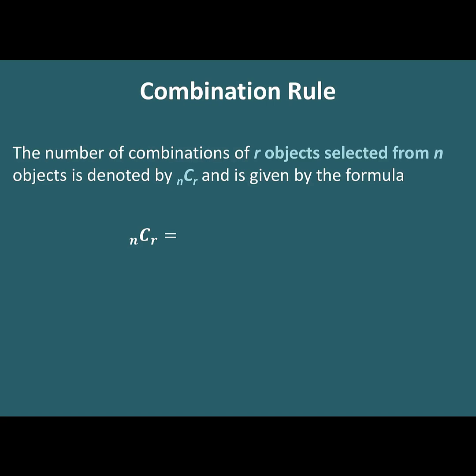The number of combinations of r objects selected from n objects is denoted by nCr and is given by the following formula. It starts off just like a permutation. N factorial in the top, and in the bottom is n minus r factorial, but with one added factor in the bottom. That is to say, another factor of r factorial.